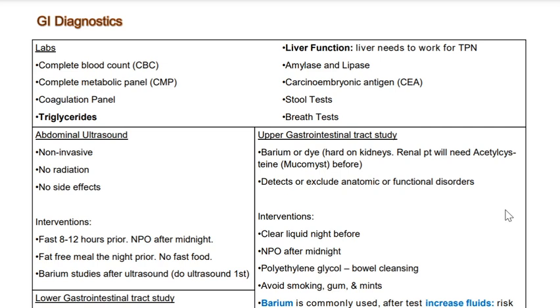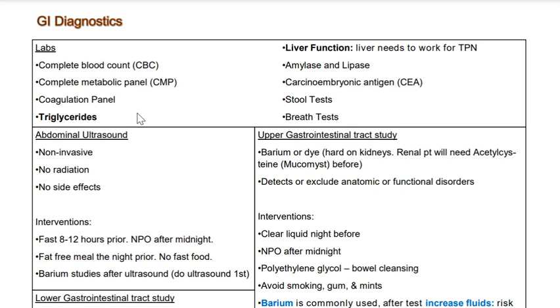A complete blood count is going to tell us a lot, obviously, if there's an infection or something. And then you can get a complete metabolic panel, which gets a little more detailed. It's like a CBC with a little more detail in there. And we definitely want to look at a coagulation panel. Remember, in the GI world, the liver is a big part of GI, and the liver produces a lot of our coagulation factors. So we want to look at the coagulation panel.